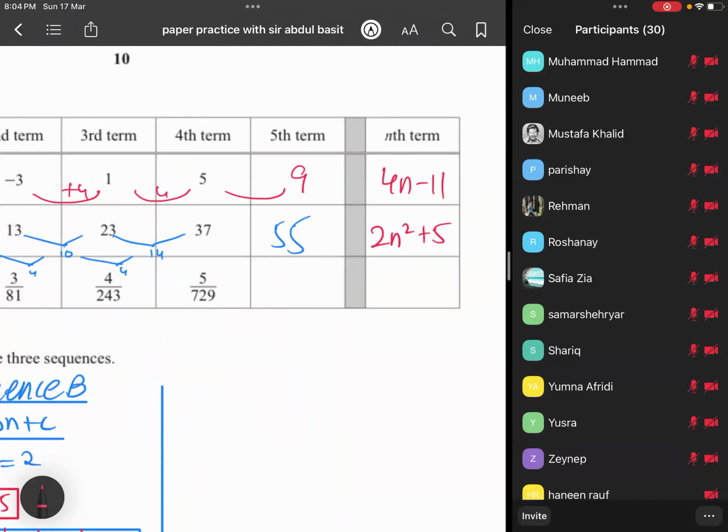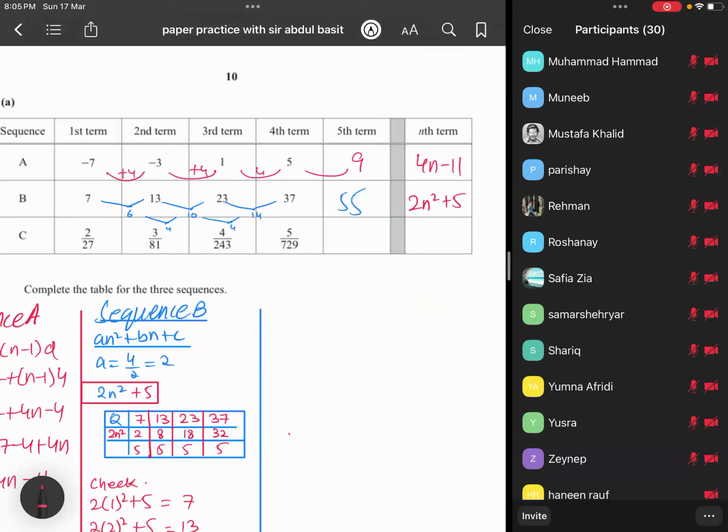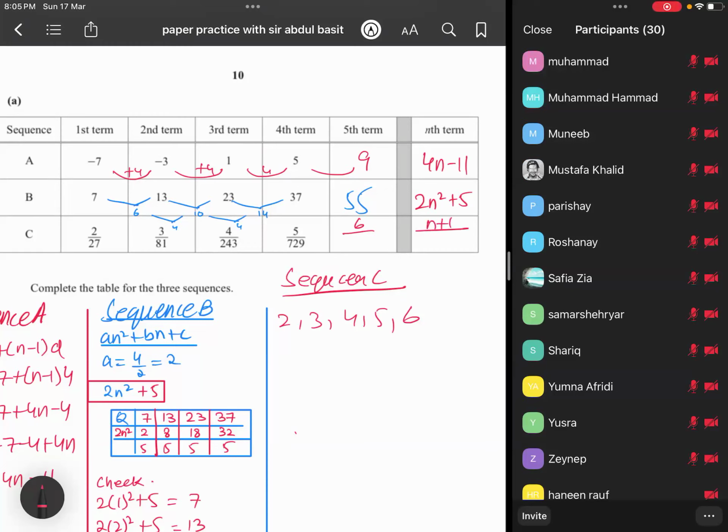Okay, so beta, we have part C, sequence C. We have two sequences, one in the numerator and one in the denominator. Sequence C: 2, 3, 4, 5. So the next term would be 6. Agree? Yes or no? Yes sir. This is an arithmetic sequence, and n plus 1 is the formula. So the formula for the numerator would be n plus 1. That is easy. Look at the denominator, please.